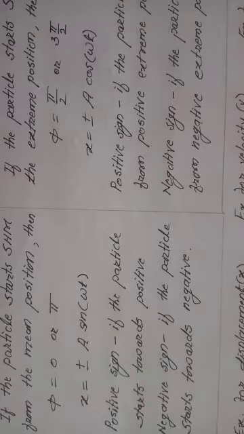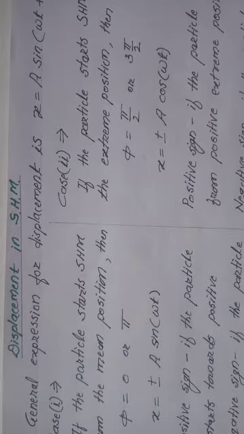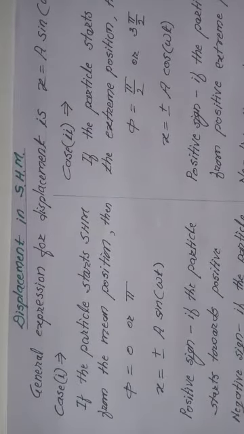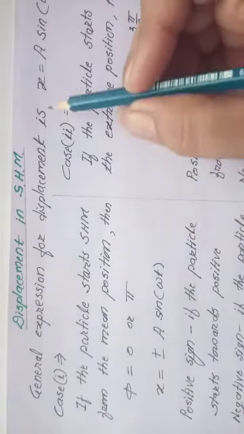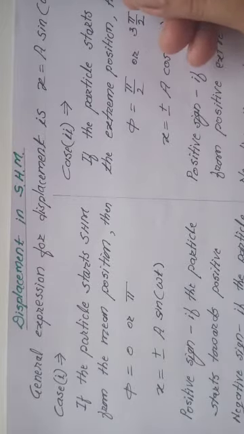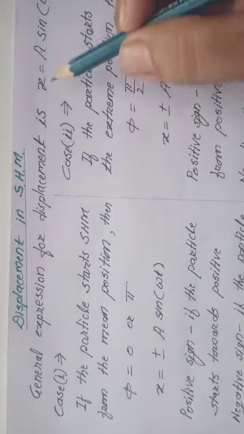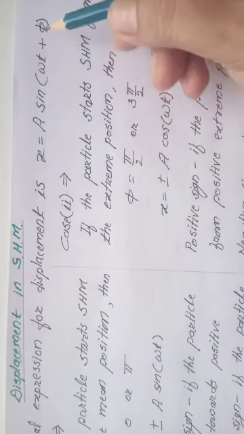So let us first discuss what the displacement is and what the different conditions and cases are for this displacement. The displacement in SHM: in the last lecture, we found the expression for displacement in SHM. The general expression for displacement is x is equal to a sine(omega t plus phi). This is the general expression for displacement.